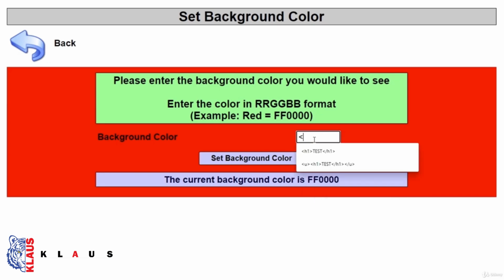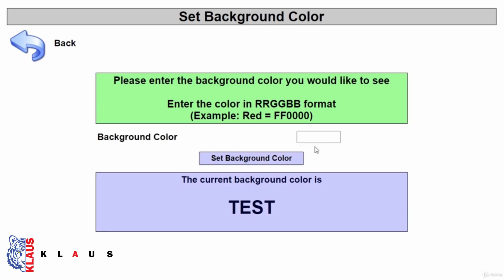The most simple HTML code that we can enter is h1, which stands for header size 1, and then test. And then we close the tags for the header. Don't worry if you don't know this, we will cover this as well. And if I set background color, it tells me the current background color is test. Just by looking at this, I can already tell that this is a bug in this web page. You might not be able to tell it right now, but by the end of the course, recognizing these bugs will become second nature for you.